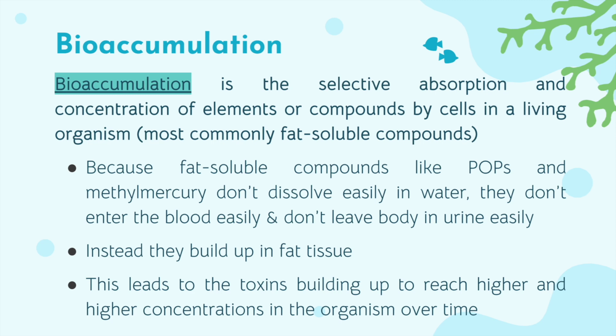So we talked about POPs already, persistent organic pollutants. These tend to be fat-soluble, and methylmercury or other POPs like DDT, for example, don't dissolve easily in water. They don't enter the blood very easily for that reason, and they don't leave the body in urine easily.